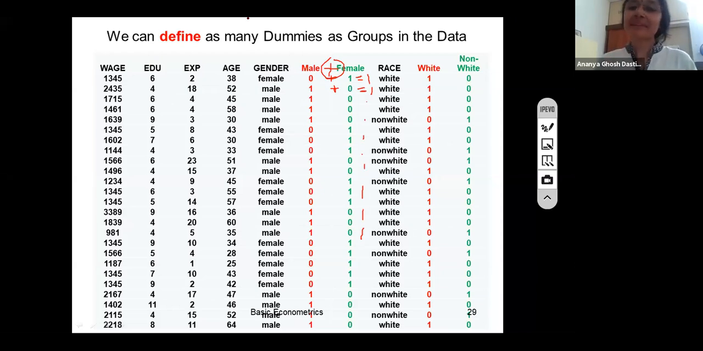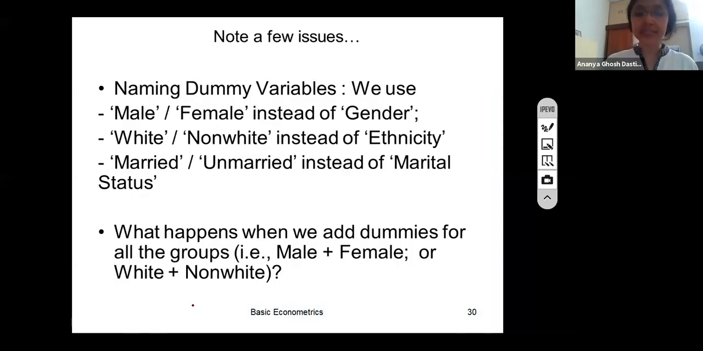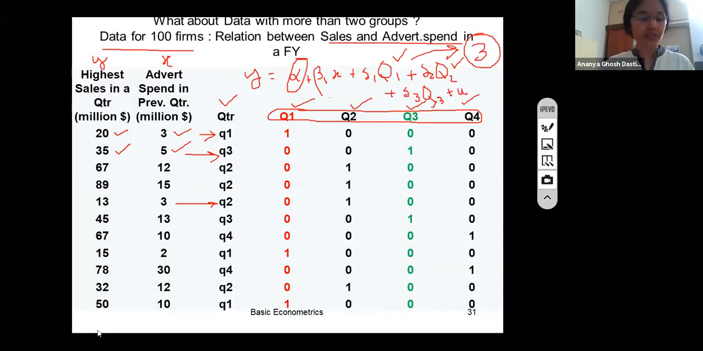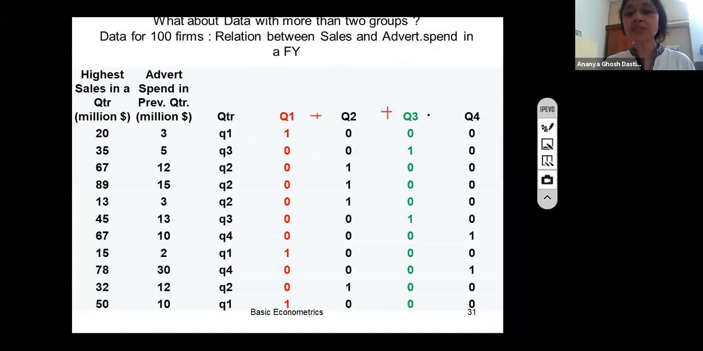Same thing, white plus non-white. If I have two groups in my data, and if I have two dummy variables defined, and if I add both of them, then what will I get? I will get a column of ones. Look at the same thing with this other data set with Q1 and all that. If you add up Q1 plus Q2 plus Q3 plus Q4, what will you get? You will get 1. Again, you will generate a column of ones.